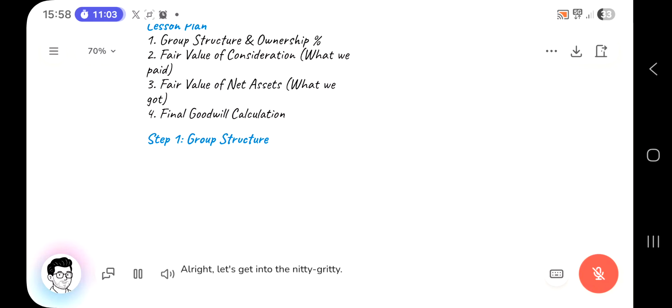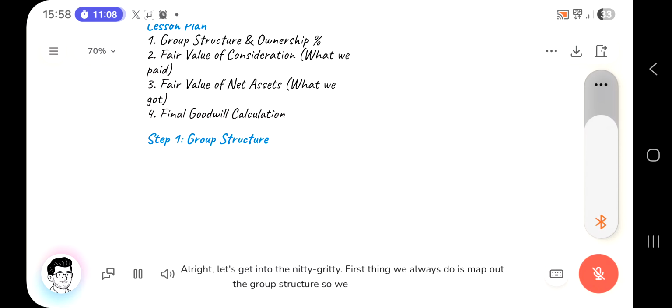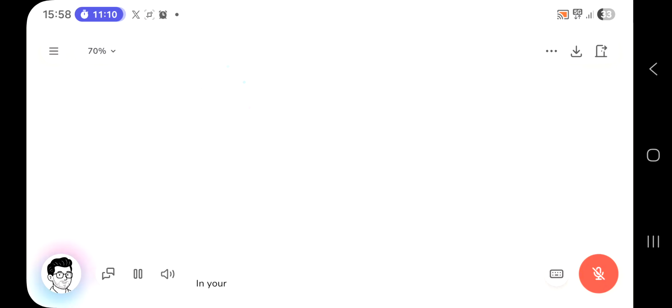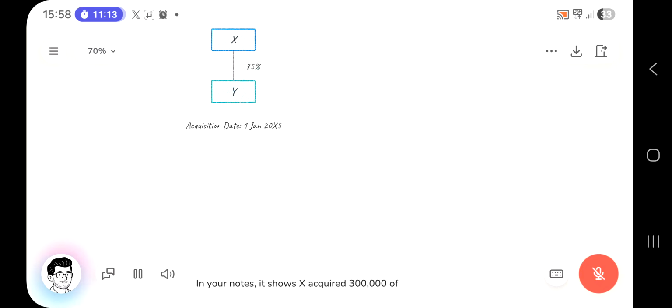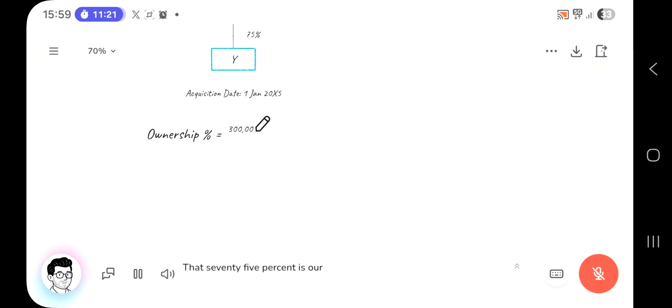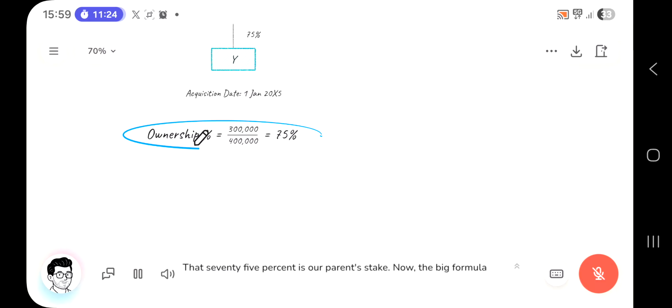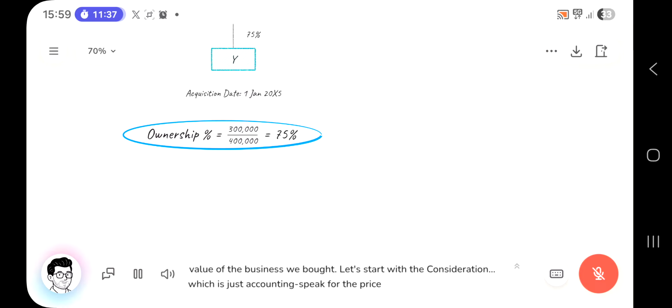All right, let's get into the nitty gritty. First thing we always do is map out the group structure so we know who owns what. In your notes, it shows X acquired 300,000 of Y's 400,000 shares. That 75% is our parent stake. Now, the big formula for goodwill is what we paid plus what the outsiders own, minus the fair value of the business we bought. Let's start with the consideration, which is just accounting speak for the price tag.